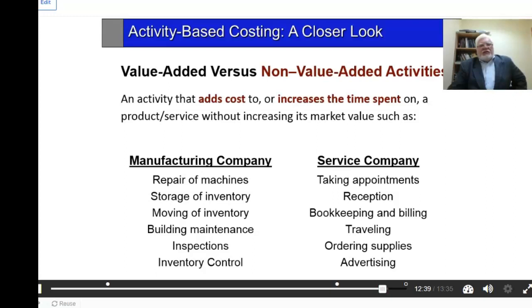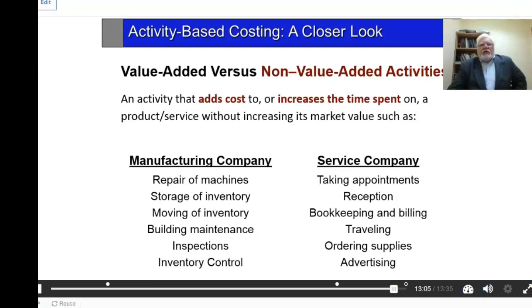So instead of just managing costs, managers are looking at managing activities. The whole idea is that activities consume costs, and the product and the production process consumes activities. So if we can focus on those activities, then we can begin to reduce the cost.